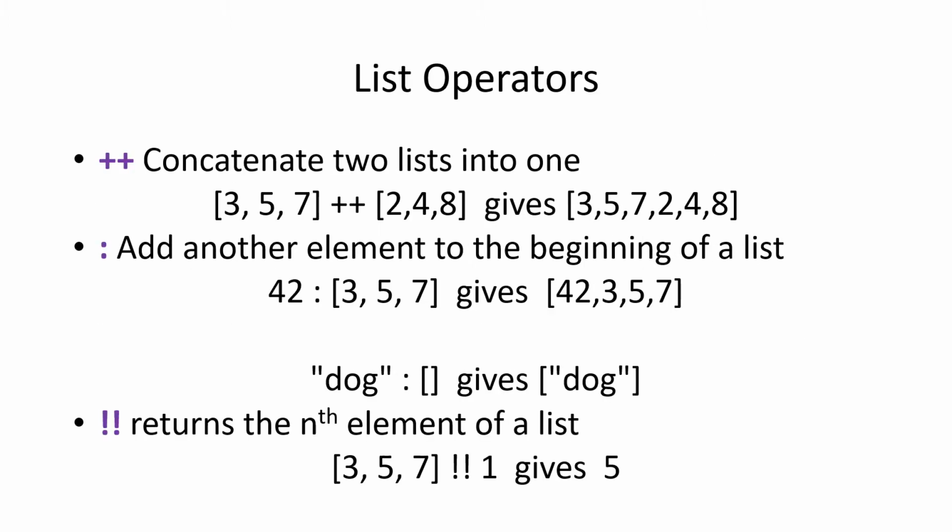There are several operators on lists in Haskell. You can concatenate two lists, or put them together to make a bigger list, using the ++ operator. If you want to add one element to the beginning of a list, you can use a colon. Note that a colon adds an element to a list, whereas ++ combines two lists. And then double exclamation points will get you the nth element. Elements are numbered starting at 0 like every other computer language.